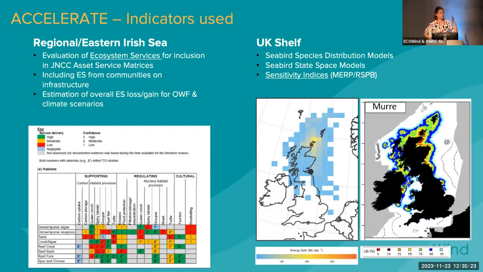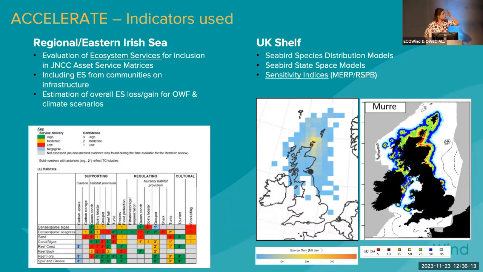And so for all of those scenarios, we will also quantify the ecosystem services delivered by the different habitat distribution mosaics that come out of our model frameworks. For that, we will rely on the asset service matrices as they are currently being developed by JNCC. And we will also feed into that process, because we will assess what are the ecosystem services that are provided by the communities that grow on the infrastructure, as that is currently still lacking in the JNCC framework. So our aim is to try to come up with an overall loss gain estimate for the different scenarios of offshore wind farms and climate change that we are modeling.